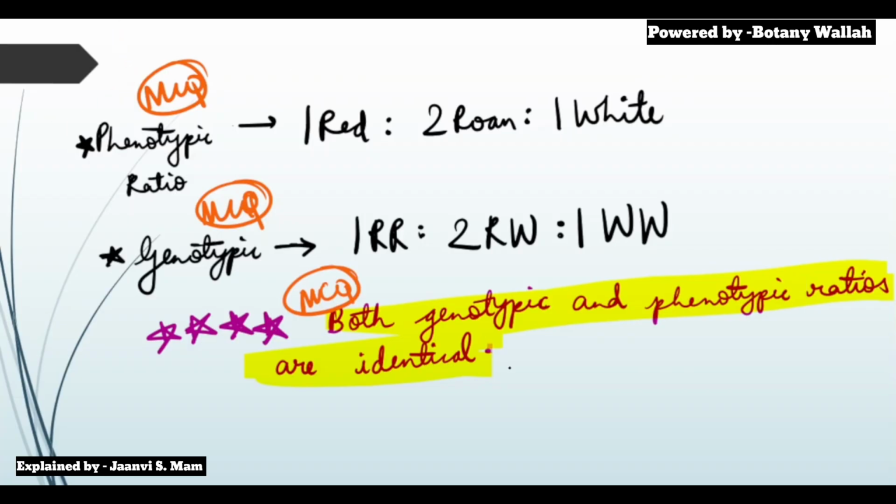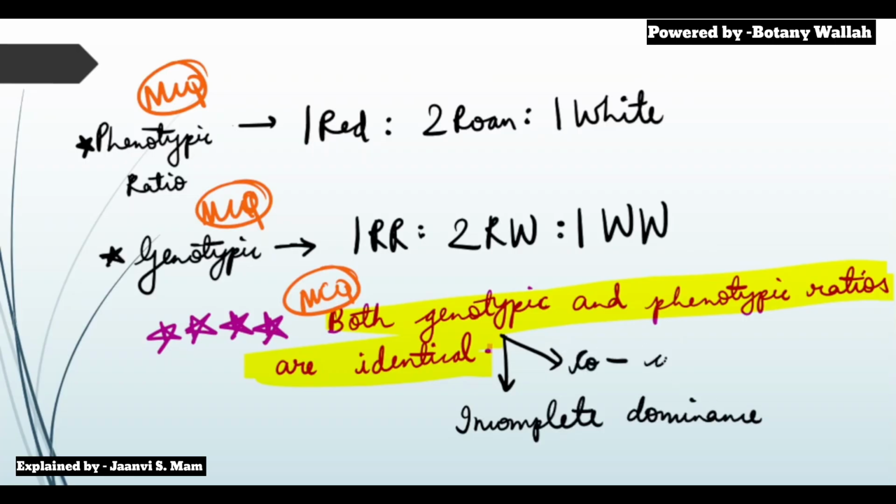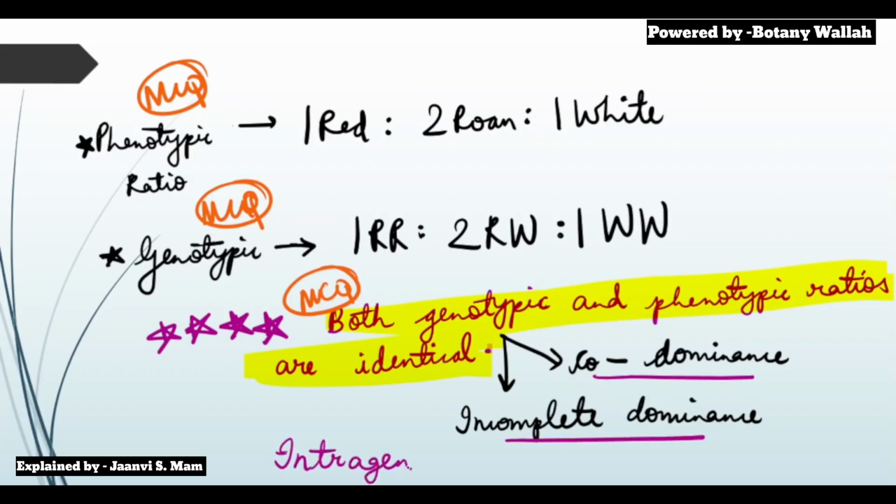Then you will write for both. Both means this genotypic ratio and phenotypic ratio is similar for incomplete dominance and also for co-dominance. And we had also studied that both these examples are intragenic interactions. You should know this also, that both codominance and incomplete dominance are examples of intragenic interactions.